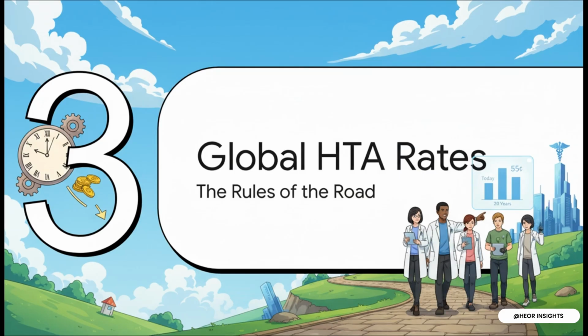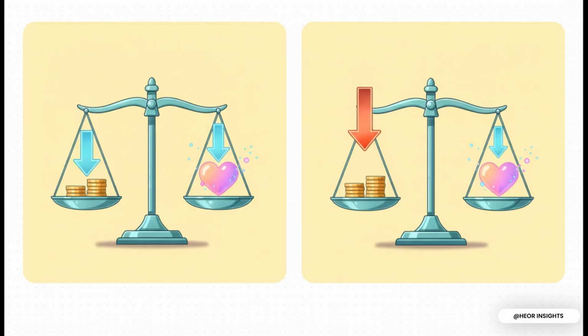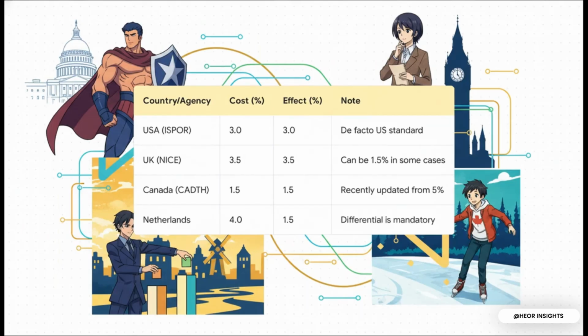This leads to the subject of discount rates as specified by global Health Technology Assessment, or HTA, bodies. HTA bodies provide specific guidelines on the discount rates that must be used in economic evaluations. They generally follow one of two approaches. Uniform discounting, the most common method, applies the same rate to both costs and effects. In contrast, differential discounting uses different rates, typically a lower rate for health outcomes. These rates vary significantly by country, reflecting different national economic conditions and policies.